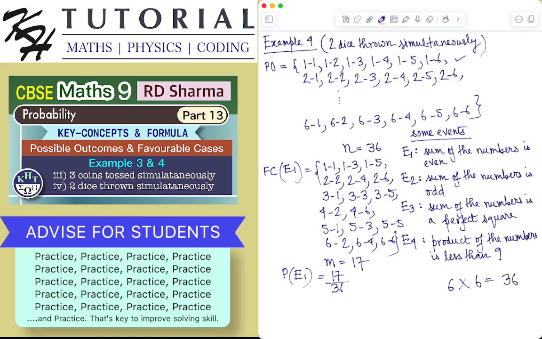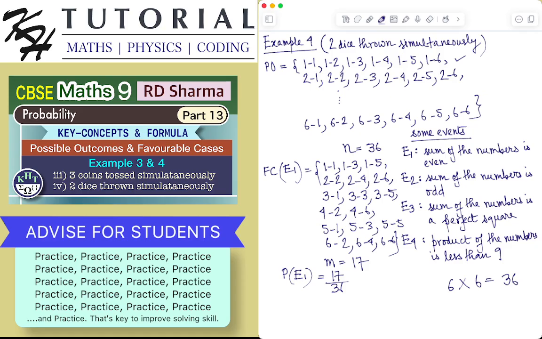Let's see, the sum of the numbers is odd. The sum of the numbers will be odd when, of the two numbers showing up on the two dice, one is even and one is odd. Then only their sum will be odd. So in that way you can easily choose which of the possible outcomes will be favorable to the event E2.